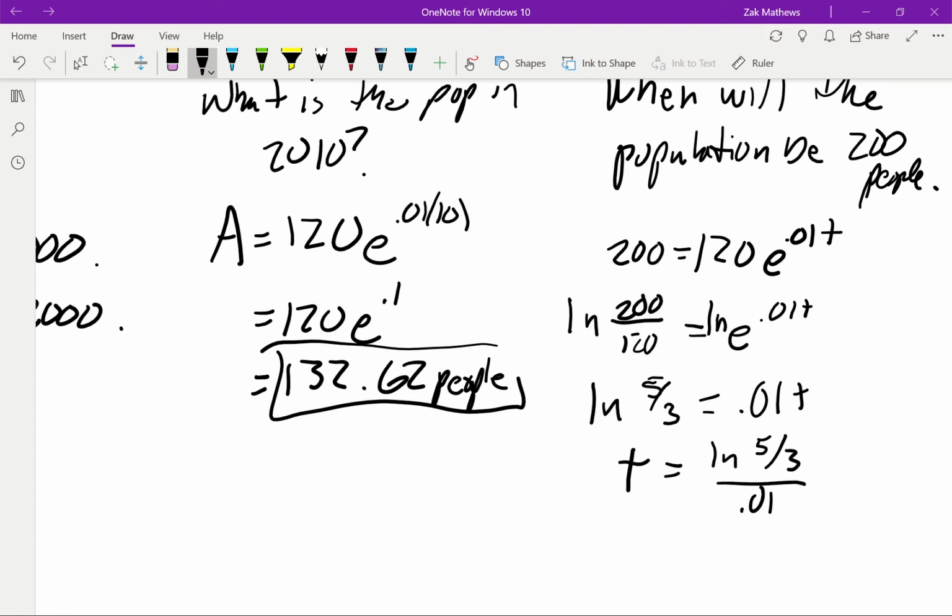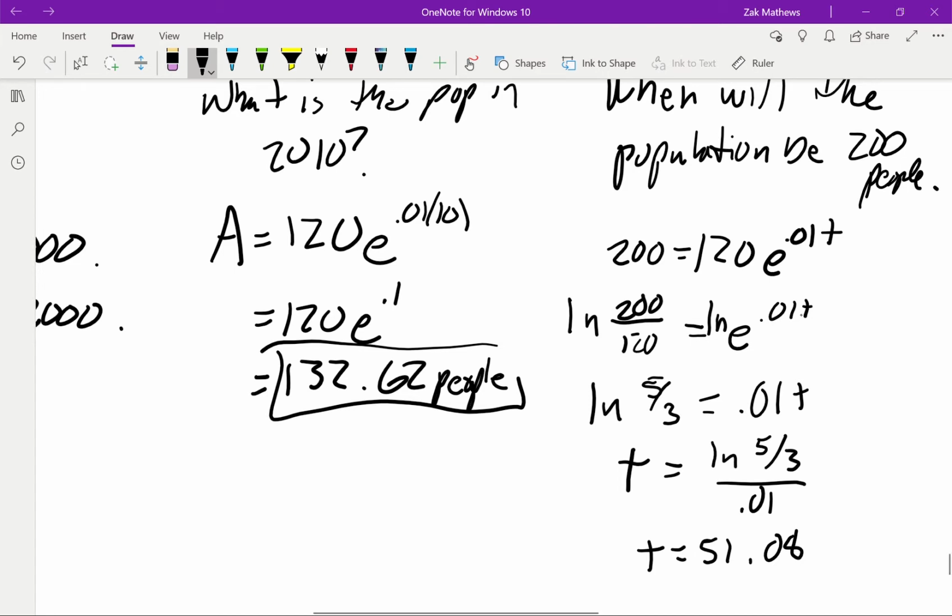And so now I'm going to pull out my calculator again. We'll type this in. Let's see what we get. We'll have the natural log of 5/3 divided by 0.01. When we do that, we get 51.08.